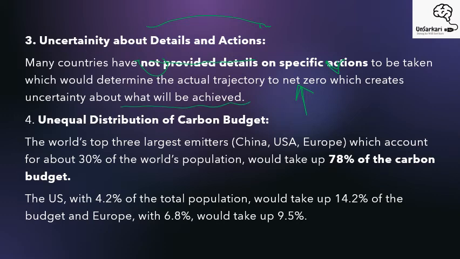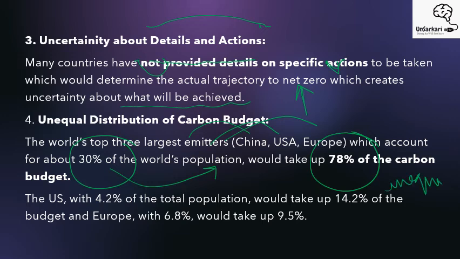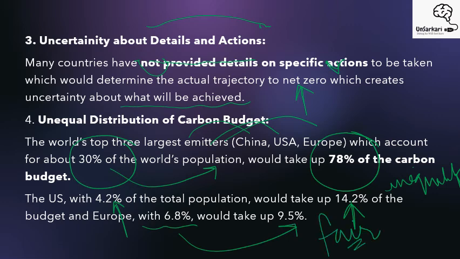Secondly, unequal distribution of carbon budgets. The world's three largest emitters, China, US and Europe, account for 30% of the world's population and take up 78% of the carbon budget. So you see inequality. And the US with 4.2% of the world population would take up only 14.2% of the budget, and Europe with 6.8 would take up 9.5. So how fair is it, I leave it up to your understanding.